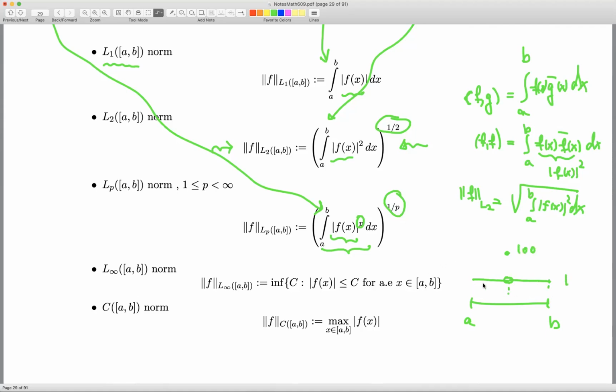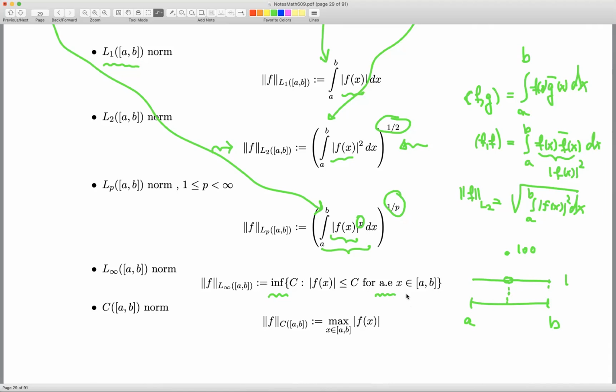So what will be the L infinity norm of such a function? According to the definition, this is the smallest constant such that the function is less than or equal to this constant for almost all x in AB. Well, the L infinity norm of this function will be 1, because the only place where f of x is not less than or equal to 1 is at this point here, at which it has value 100, but it doesn't matter, because we would like the inequality to hold for almost every x.